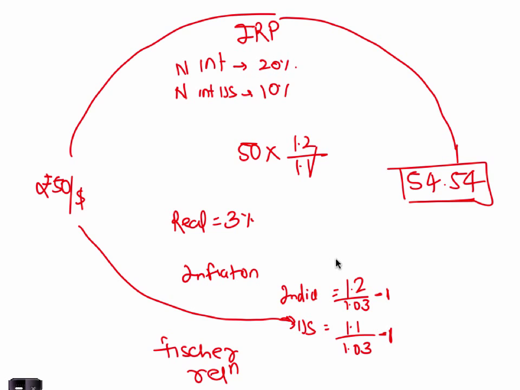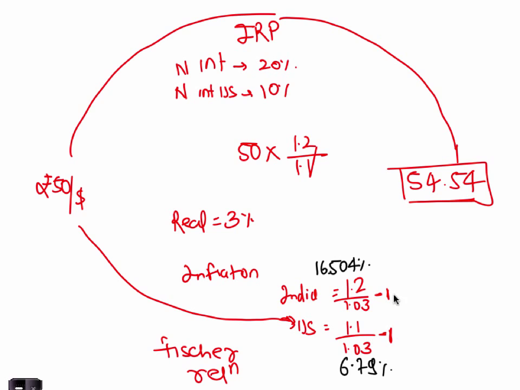How much in India? 16.504%, and in US, it should be about 7%. It should be 6 point something. 1.1 divided by 1.03 is 6.79. Okay, so 6.79% is the inflation in the US, assuming that the real rate is 3%.